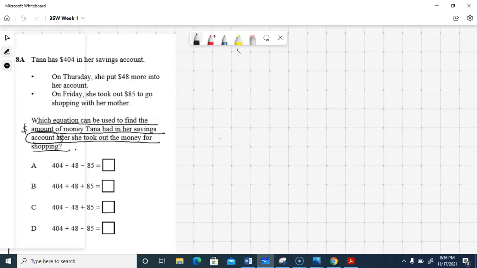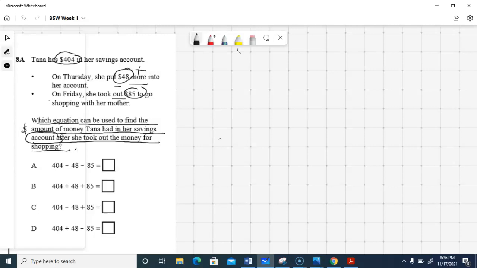Okay, we'll go back through the question with a statement, see if there's anything important in here. It says Tana has $404 in her savings account, so she started with $404. On Thursday she put $48 more into her account. She added that to her account. On Friday she took out $85. She took it out. That's a subtraction problem.